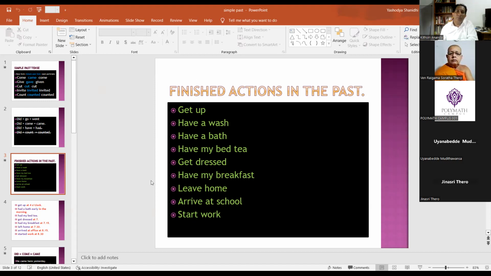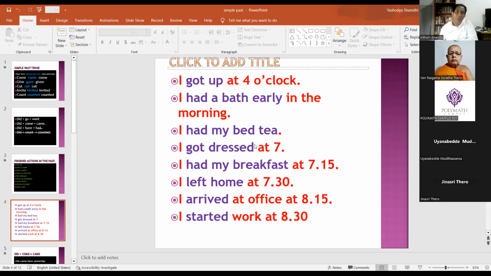Likewise, we can use the simple present tense if we are going to talk about these things as habitual or general actions that we are daily involved in. But if you are going to talk about those happenings, actions as they happened in the past, we do have to use the simple past tense, as you can see here on the screen.